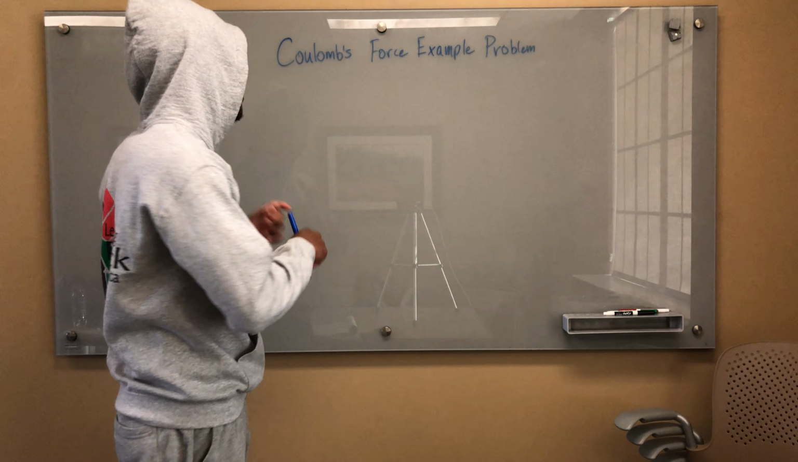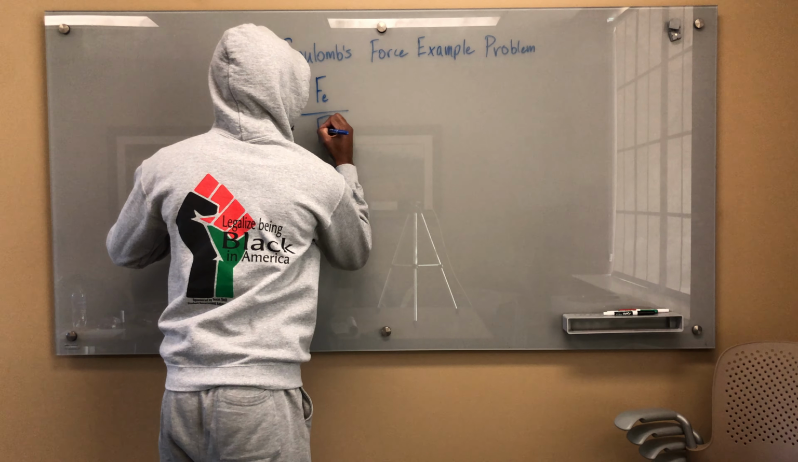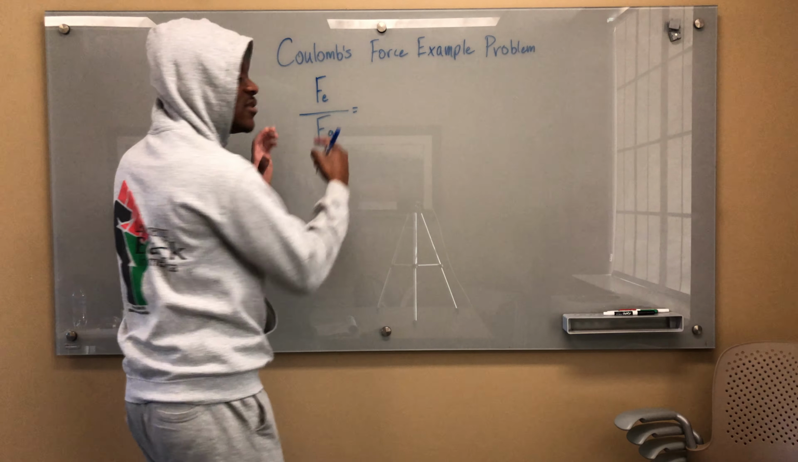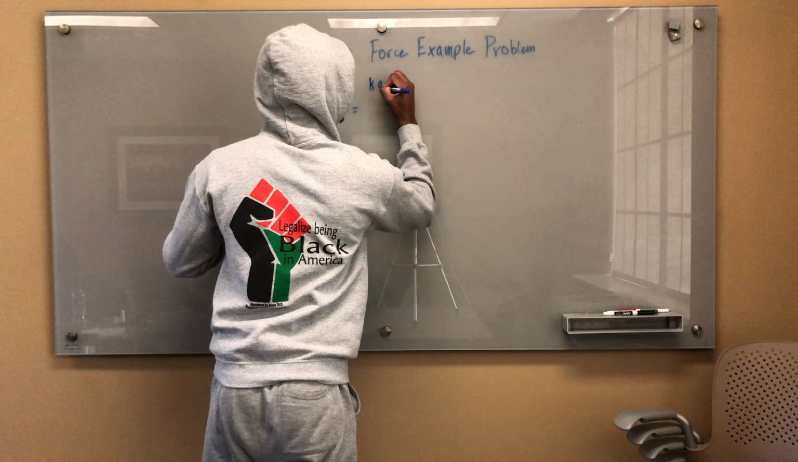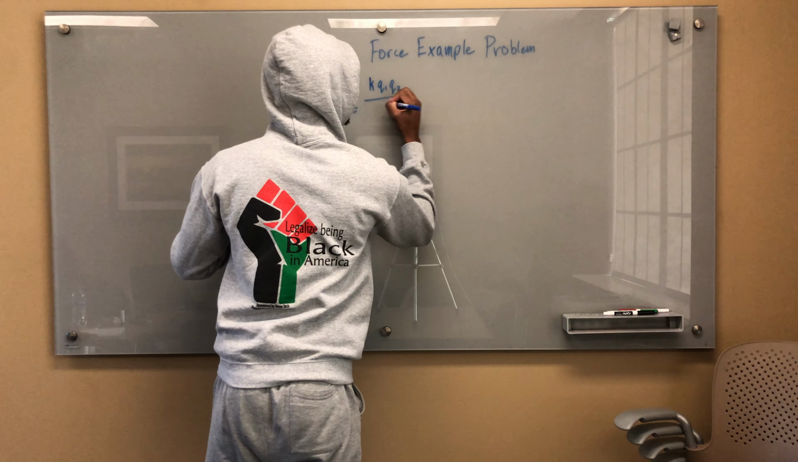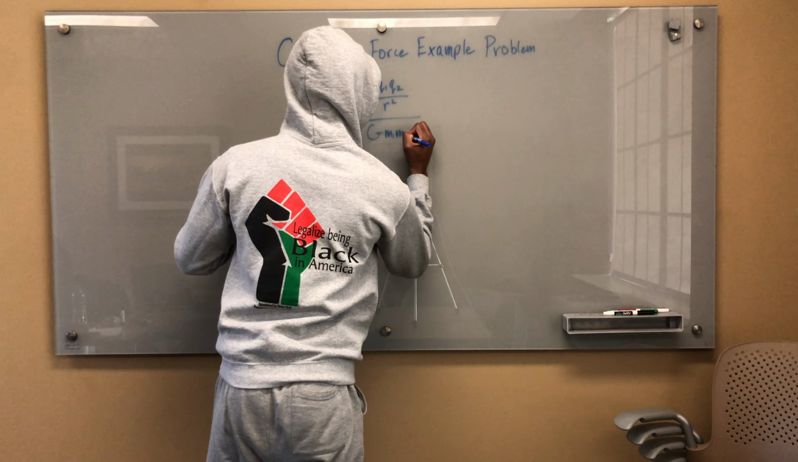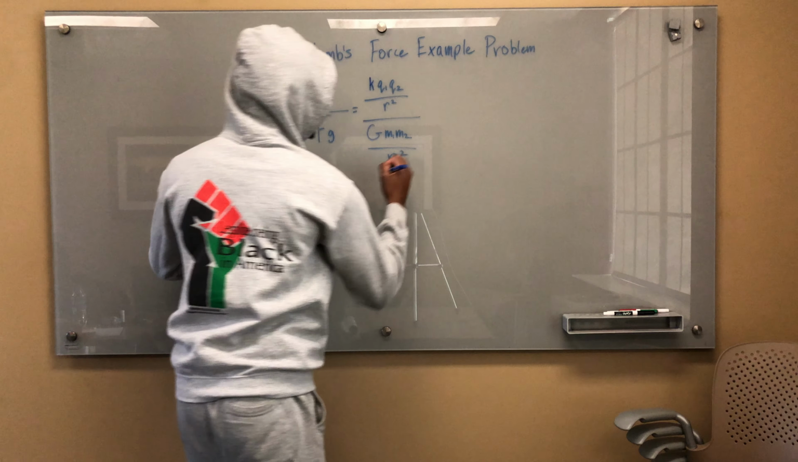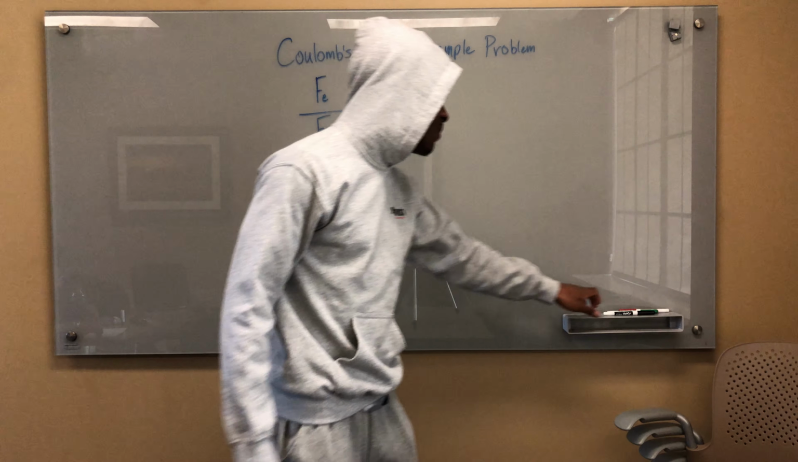So they're asking for a ratio, right? So I already know right off the bat this is what they're asking for. And I know both of these equations off the top of my head, so I'm going to go ahead and fill those in. So I'm now looking for what I can cancel out to make this equation a little bit easier for me.